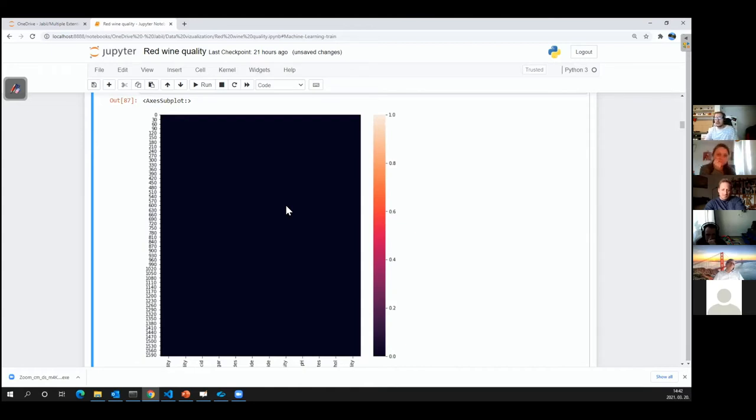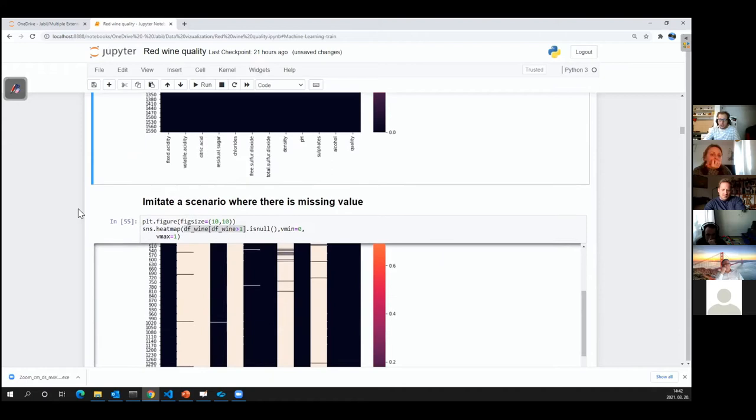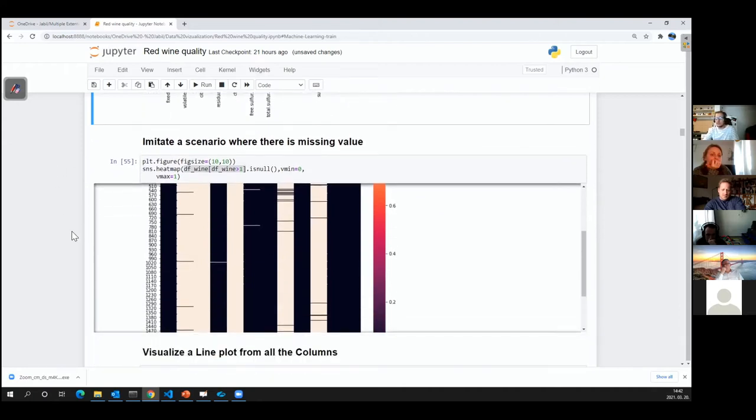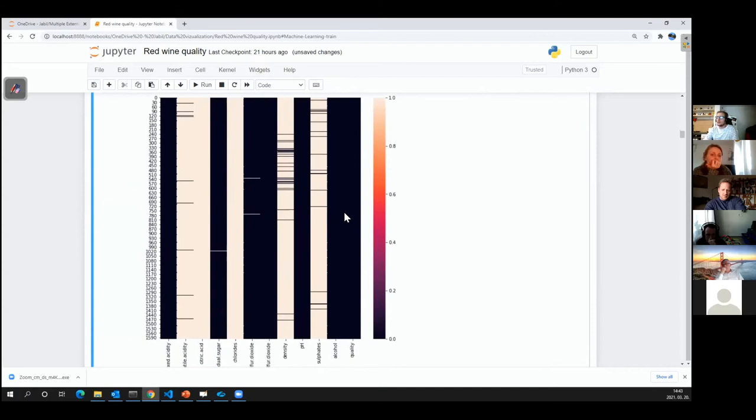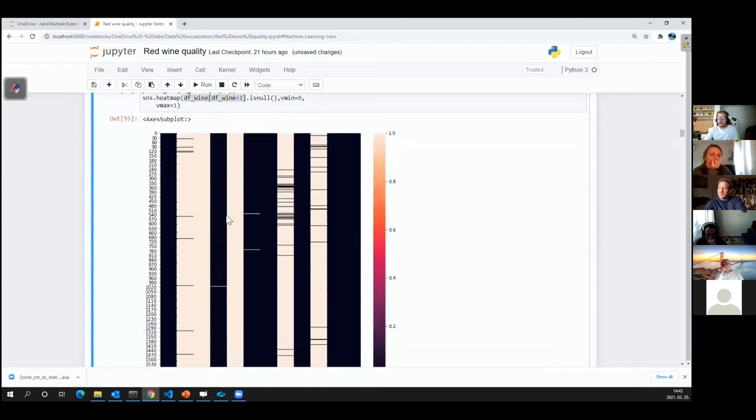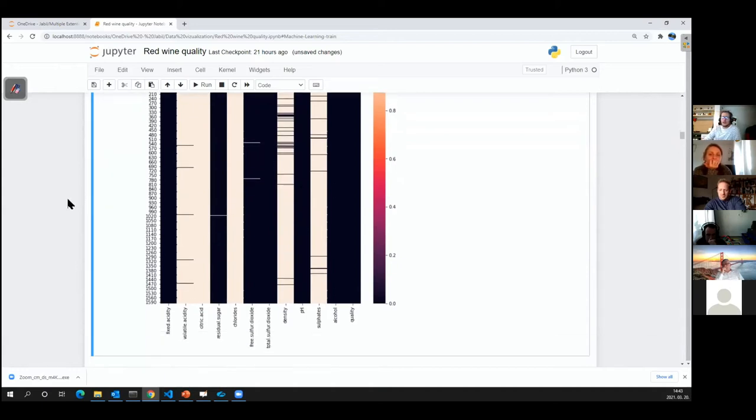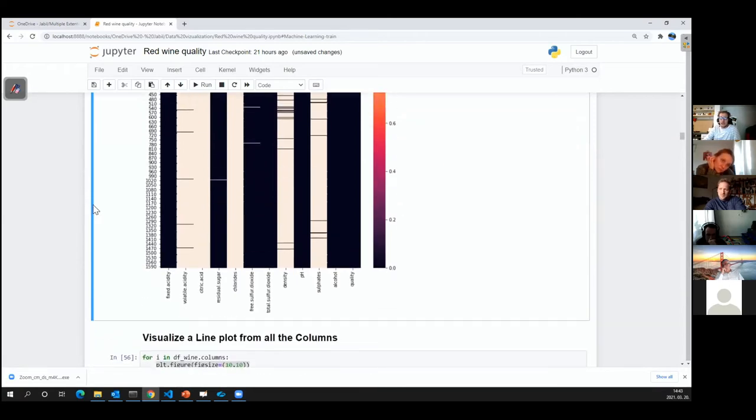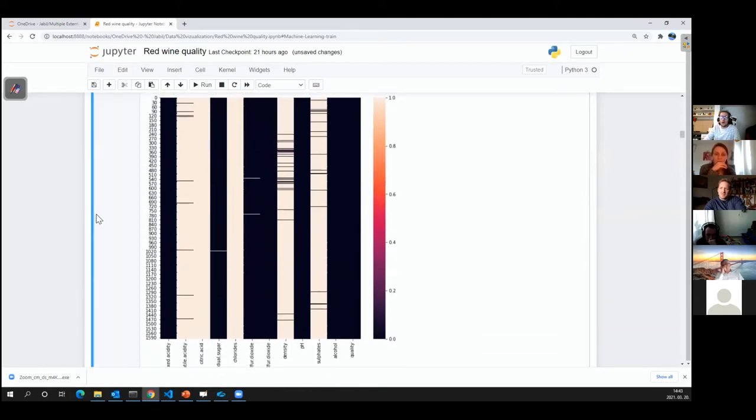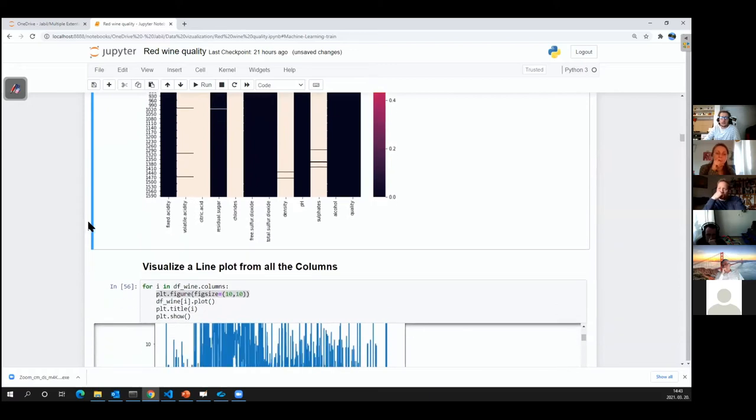So as we see, there is no missing data in our data set, but I replicated a situation. What if we had missing data? How would it look in real life? So the white color shows the cases where our data has a missing value. The missing value is something which we need to consider as a disadvantage in our data. So we need to somehow handle these missing values because they contain no information.